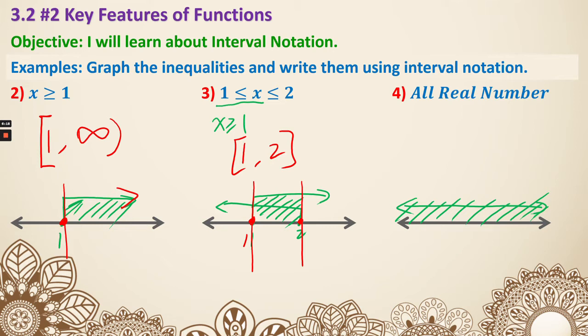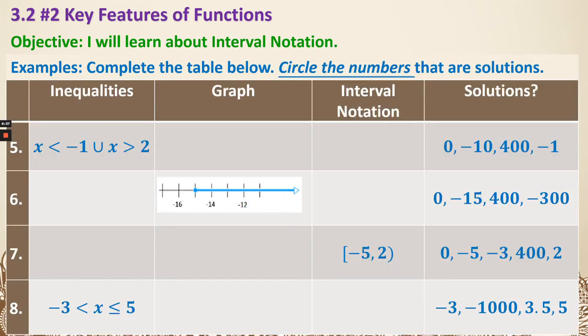Number 4, my graph on the left side starts from an arrow, so negative infinity, goes all the way to the right, still an arrow, so it's infinity. Because of these, bullet point 3 says they are going to be parentheses. Okay, now let's actually fill out a table that includes inequality, graph, interval notation, and some solutions.